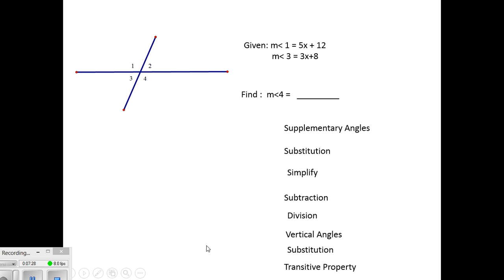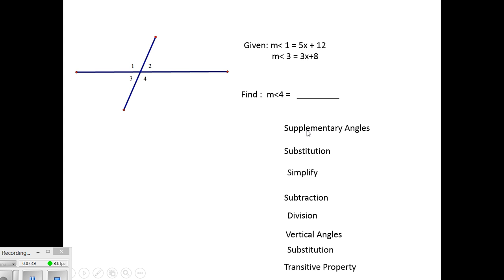Let's look at this proof. Here, I've given you all the reasons, and I'm asking you to find the measure of angle 4. This is jumping ahead a little bit, sorry about that. Didn't want you to see those. So let's give you all the reasons.